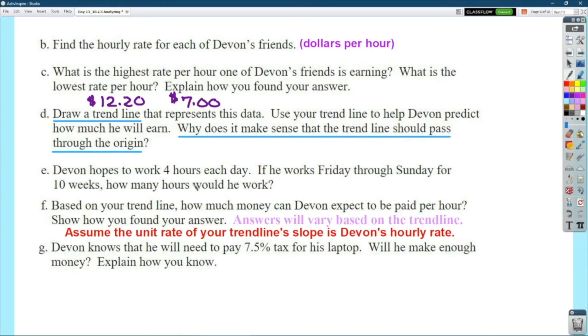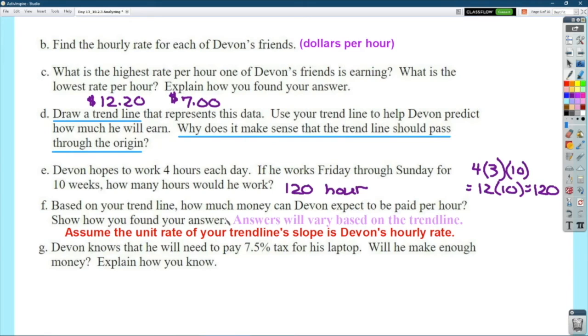Devin hopes to work 4 hours each day. So let's do that. 4 hours. If he works Friday through Sunday, Friday, Saturday, Sunday, that's 3 days, and he works for 10 weeks, how many hours would he work? So I'm going to say 4 hours each day for 3 days for 10 weeks, and that's what I'm getting. So I'm getting 12 times 10, which equals 120 hours.